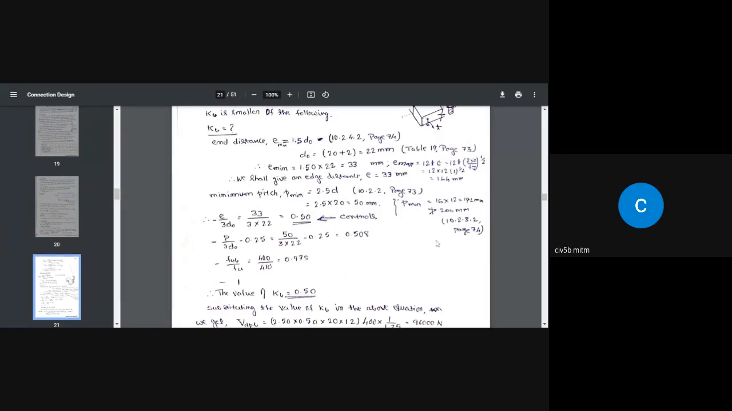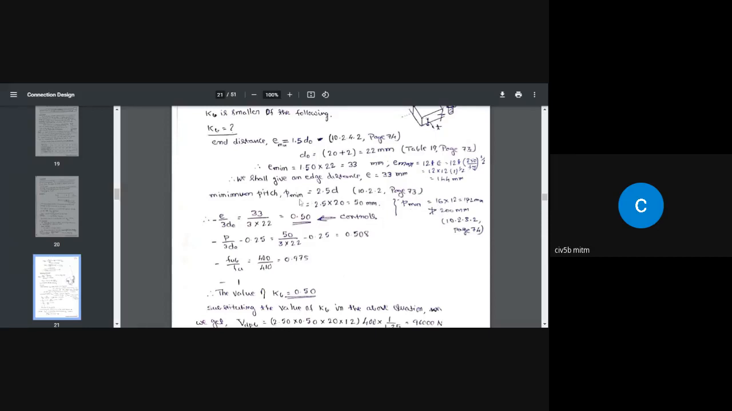As per 10.2.3.2, P maximum should not exceed the following two values: 16 times the thickness of the thinner plate, that is 16 times 12, and also it should not exceed 200 millimeter. So I have got two values, 192 and 200 millimeter. The lesser of these two values should be taken, so P maximum equals 192, by assuming the member is subjected to tension. If it is subjected to compression, it will not be 16, this should be 12.